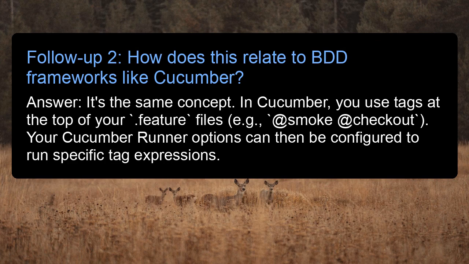Follow-up 2. How does this relate to BDD frameworks like Cucumber? Answer: it is the same concept. In Cucumber, you use tags at the top of your feature files, for example, @smoke @checkout. Your Cucumber runner options can then be configured to run specific tag expressions.